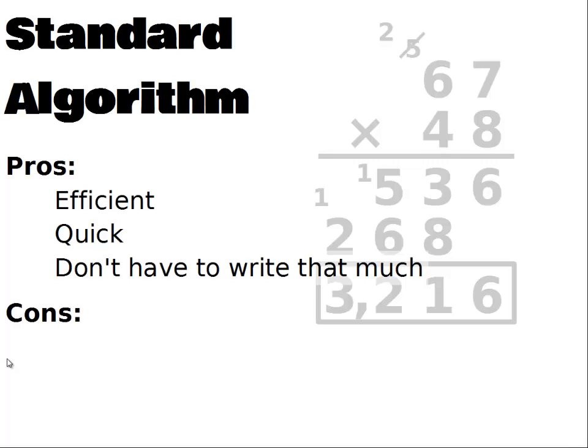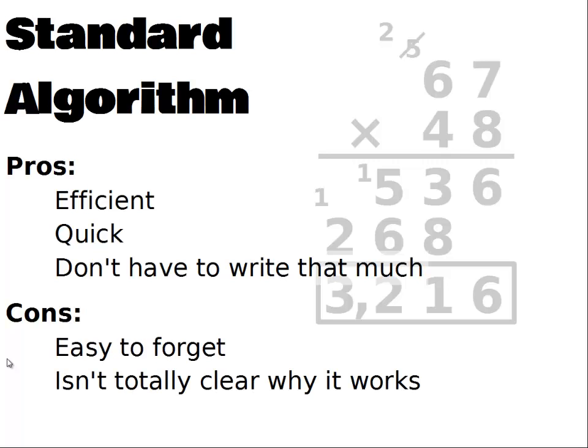Now, the standard algorithm also has some cons. First, this is an algorithm that's easy to forget. So many times as a math teacher, I see students forget to shift over that second row or the third row, or they forget what they're supposed to multiply. It's not very clear why this works.